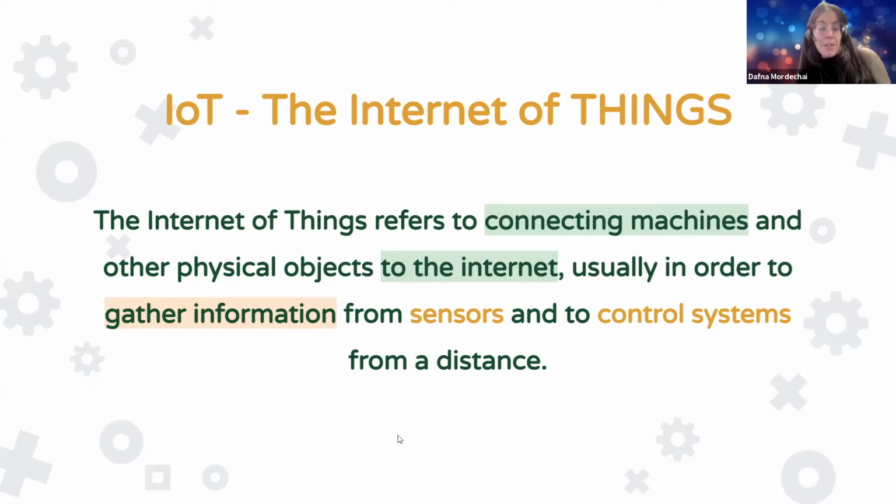And usually, why would we want to connect devices to the internet? Why would we want them to be smart? We usually would like to gather information from different sensors. We may want to control things from a distance. And when we have all this information in the cloud, we can do smarter things with it.